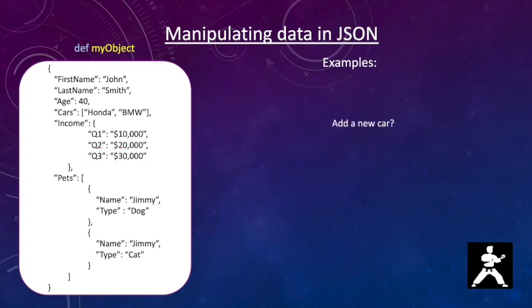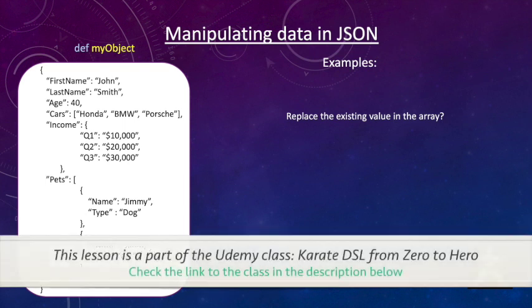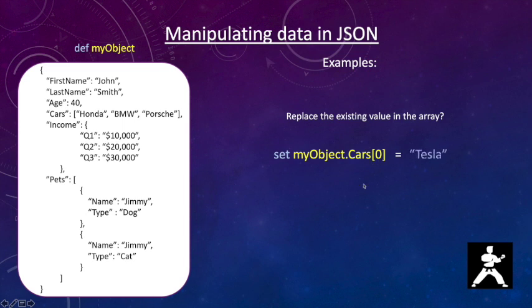So next example, how to add a new car. So we have an array of two cars, Honda and BMW, and we want to add a new one. So we simply call our myObject.cars. We define that this is an array, and we assign a value of Porsche. And when we execute this expression, a new value will be appended to the array. Replace the existing value in the array. Let's say we want to replace Honda with a new vehicle. In our example, Honda, because it's index 0, and we want to replace Honda with Tesla. And when we execute this expression, Honda will be replaced by Tesla.